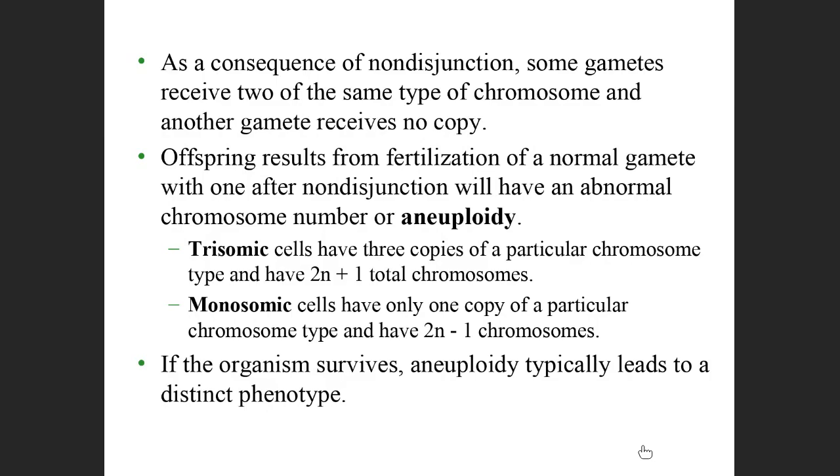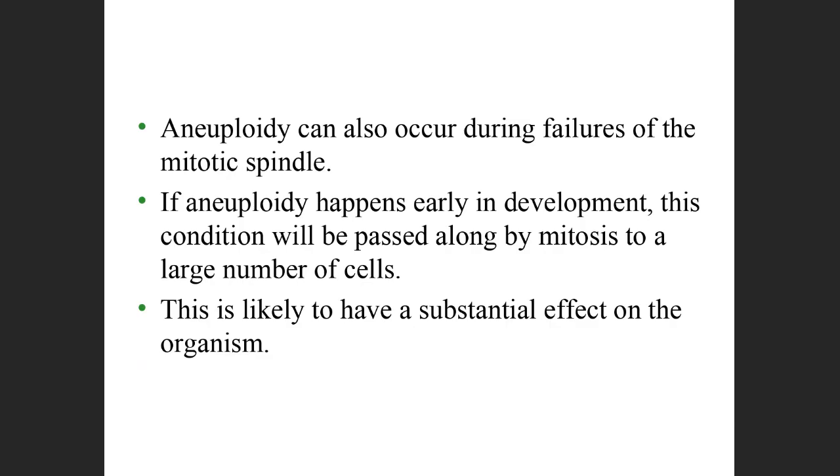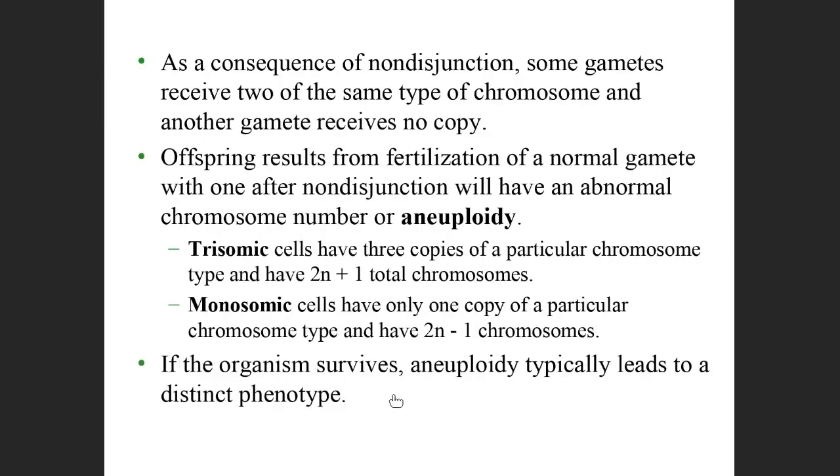If you're missing a chromosome, that's most likely going to be fatal. Most of the time, if you have an extra chromosome, that's also going to be fatal. But sometimes you can survive with an extra chromosome, depending upon which extra chromosome it is. And we'll see some examples. If the organism survives with their aneuploidy condition, there will be a distinct phenotype, assuming that organism survives. Usually it does not. But if it does, you know there's something wrong.